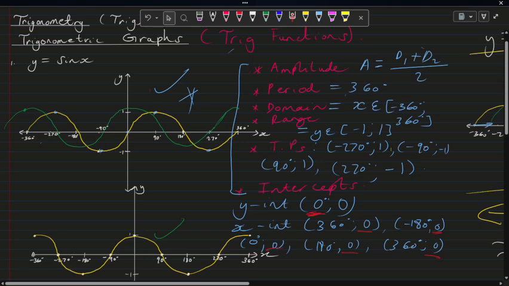Basically this is to prove to us that the sine graph is the same as the cos graph, but then the cos graph is just, let me rephrase my statement. The cos graph is simply the sine graph that has been shifted to the left 90 degrees. So we take a sine graph, we shift it 90 degrees to the left, we obtain a cos graph. And then we take a cos graph, we shift it 90 degrees to the right, we obtain a sine graph.